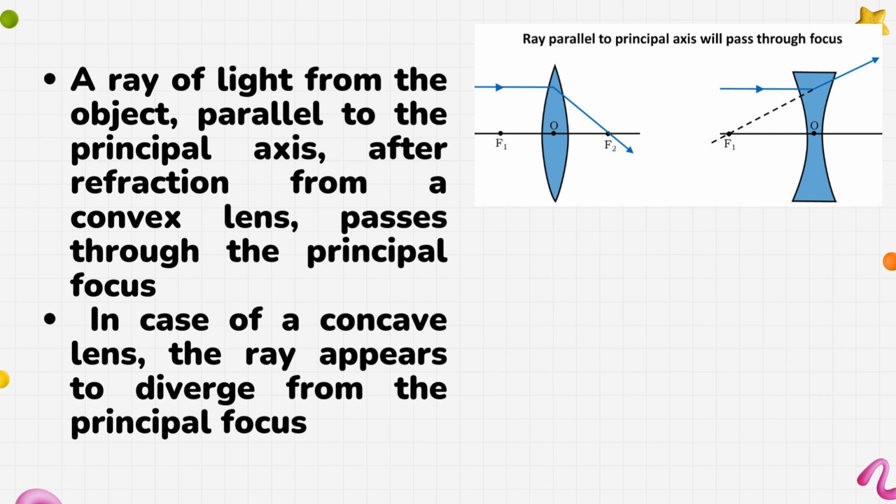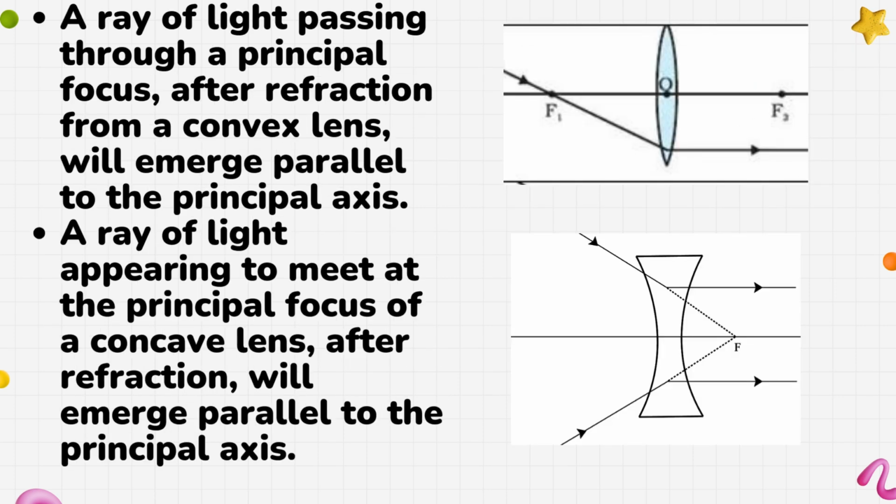Now let us consider a ray of light coming from the object. If it is parallel to the principal axis, then after refraction from the convex lens, it will pass through the principal focus. In the case of the concave lens, it will appear to diverge from the principal focus. When a ray of light passes through the principal focus, in the case of a convex lens, it will emerge parallel to the principal axis after refraction. In the case of a concave lens also, when a ray of light appears to meet at the principal focus, after refraction, it will go parallel to the principal axis.